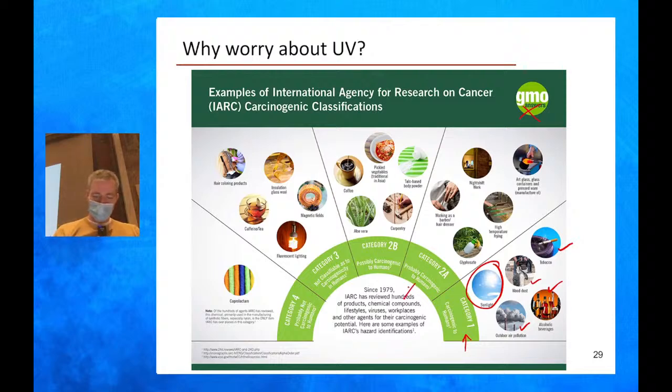Then we have category 2A, which is probably carcinogenic. Glyphosate made that list. We talked about glyphosate earlier. High temperature frying, so eating fried foods, is on that list. Working night shifts, working as a barber or hairdresser. So all sorts of things, and that doesn't mean you get cancer if you do these things. It just means if you do these things regularly, that group of people has been shown to have an elevated risk for certain types of cancer. Might be a minor elevated risk, but it's still measurable.